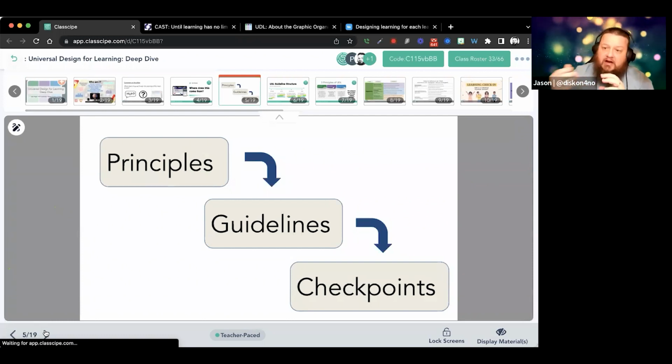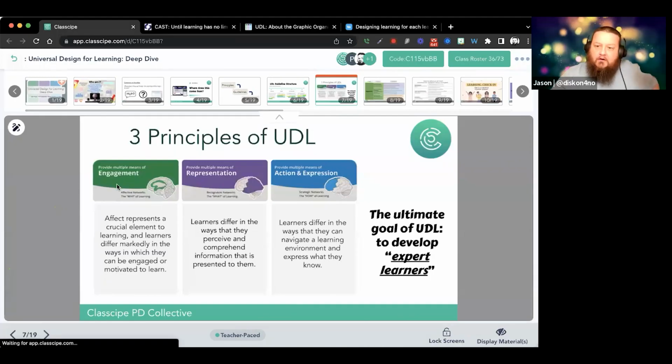And traditionally, these checkpoints would be things that we might think of as standards indicators or as strands within a rubric. So think of the principles as a much larger umbrella, and then the guidelines would be the larger sort of standard or benchmark. And then you would have your indicators, which we call checkpoints. These are the 3 big principles that I mentioned before, that we start with principles and then we work our way down. The 3 principles of UDL are this: engagement, representation, and action and expression.